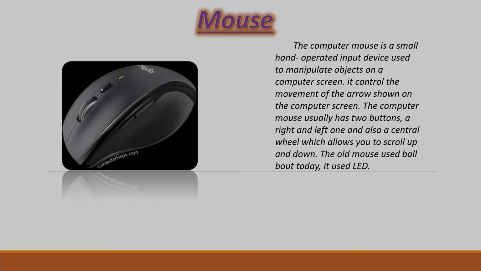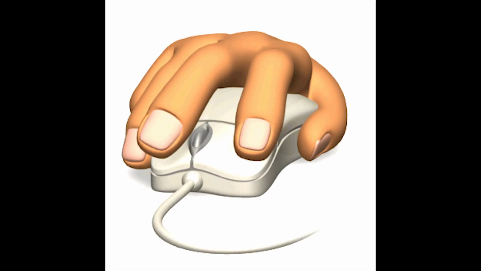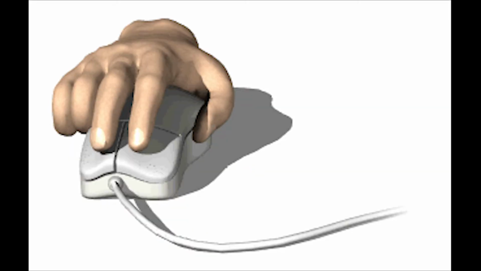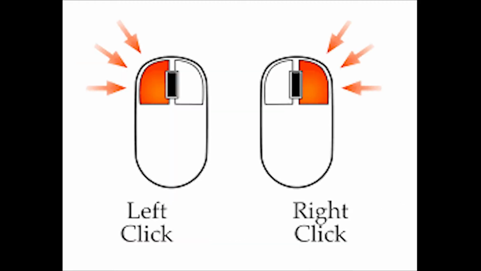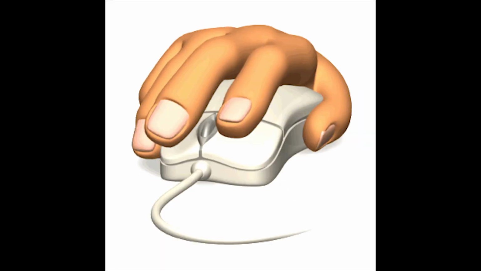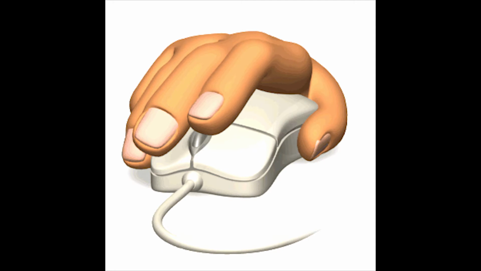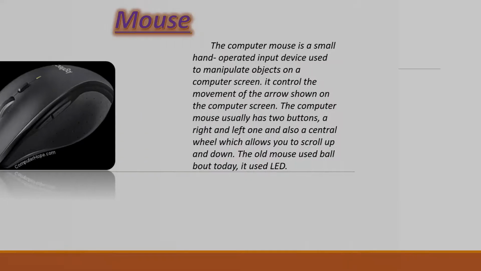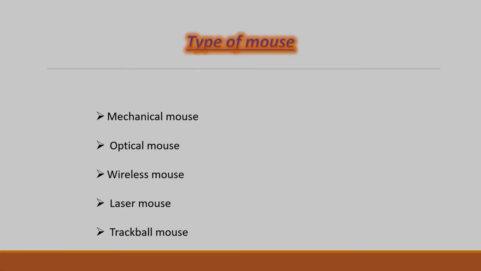Usually, the computer mouse has two buttons, a right button and a left button. Between the right and left buttons is a scroll wheel that we can move up and down. There are different types of mouse used with computers, including mechanical mouse, optical mouse, wireless mouse, laser mouse, and trackball mouse.